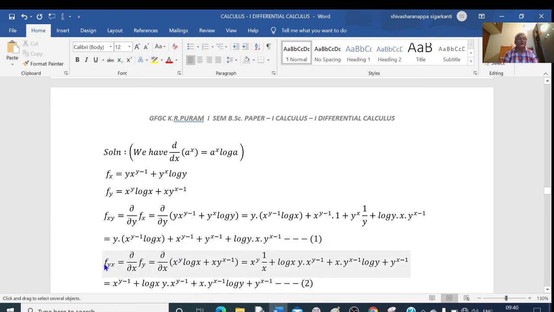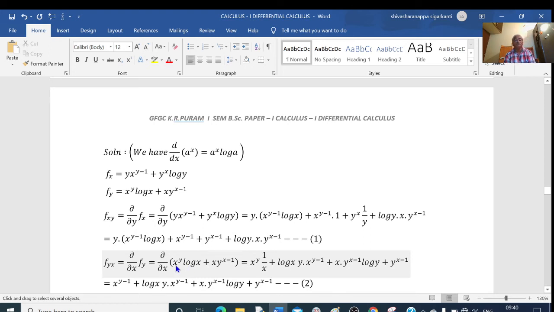Next I will find out fyx means differentiate fy partially with respect to x. That is dou by dou x of fy. So dou by dou x of fy. This is equal to dou by dou x of, what is fy? fy is x to the power of y log x plus x into y to the power of x minus 1. This is equal to, so here this is the first term.